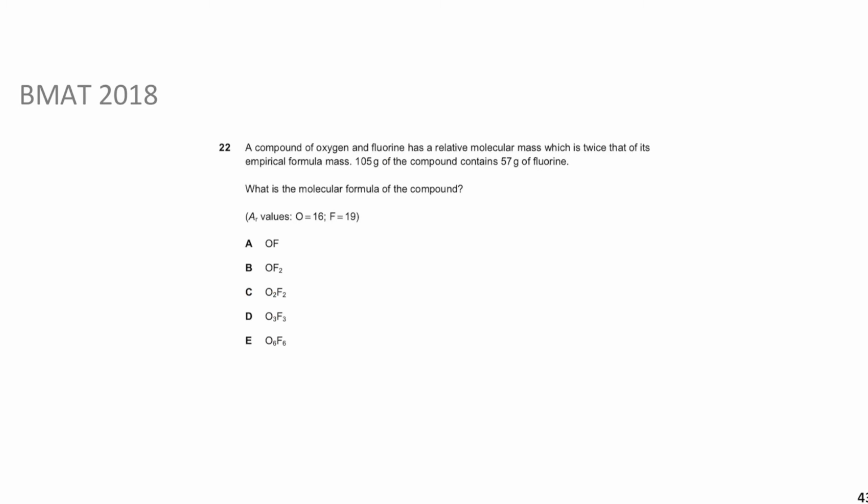All right, guys, so what we have here is we have a molecule which has, let's just say, X amount of oxygen and Y amount of fluorine. Assume that it breaks down to give X moles of oxygen atoms and Y moles of fluorine atoms. And what we have is 105 grams of this gives 57 grams of this. So that must mean then that the remainder must have been from the oxygen. And the remainder is going to be 48 grams of oxygen.